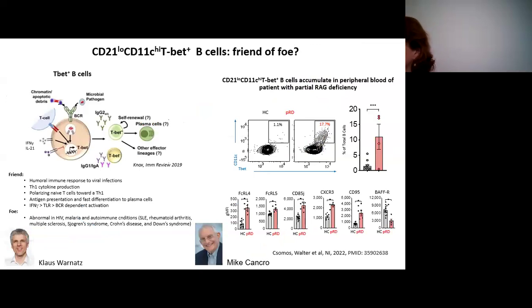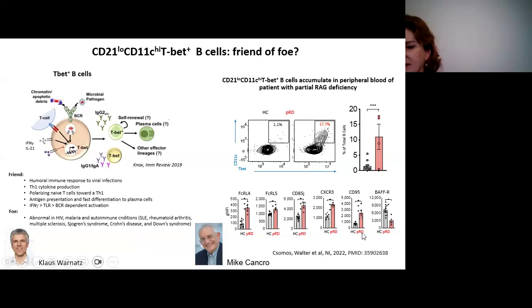How many of you have ever heard about the CD19 high CD21 low T-bet positive B cells in this audience? Yeah, we discussed that quite a bit with Matt. So these are unique cells, and I want to emphasize them because it is really exciting how much they have done and not done properly throughout different disorders. On the right hand side, you can see T-bet positive B cells accumulating in REG deficiency. This is a part of our Nature Immunology publication, and these cells express a lot of different markers, including FcRL5.